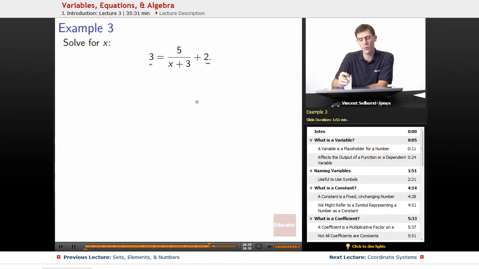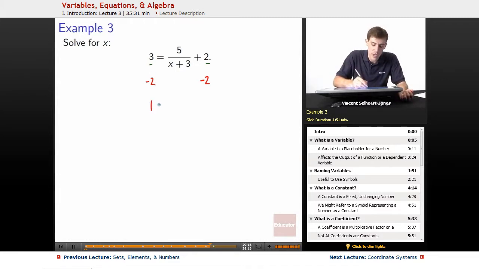So the first thing we want to do is have some way of having it operate on fewer things. So let's try to get it to operate just on the fraction, at least on one side. So what we'll do is start off by subtracting 2 from both sides. That will make it easier to have a clean shot for that x plus 3. We won't have anything else getting in the way. So that gets us 1 equals 5 over x plus 3.